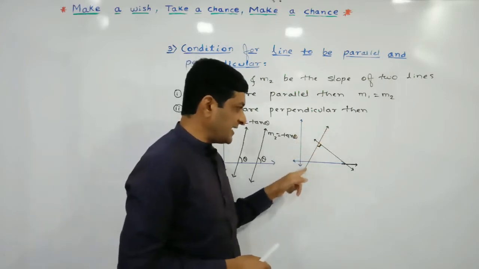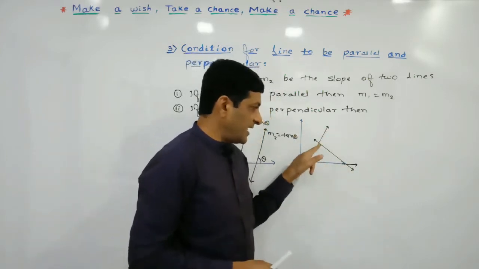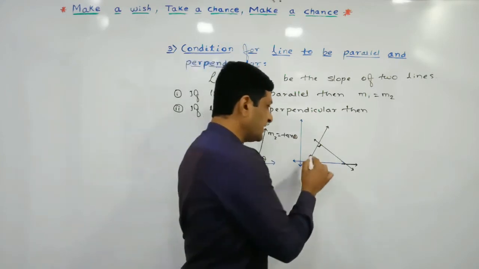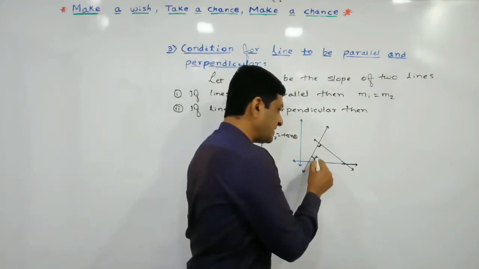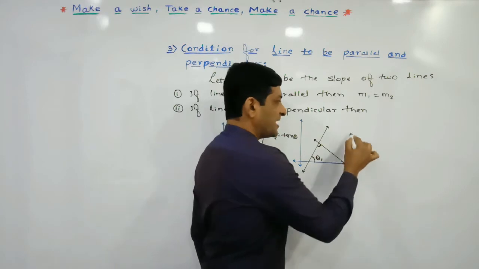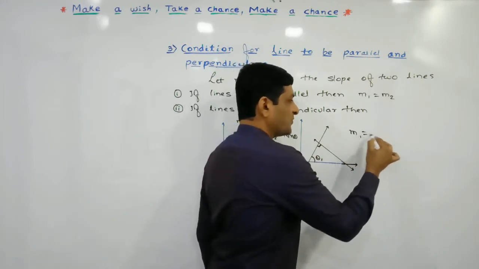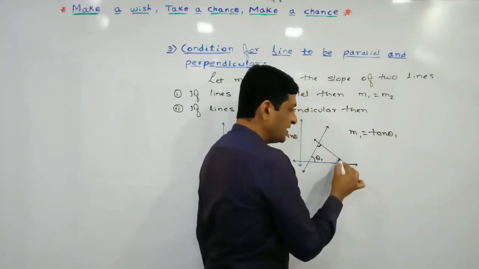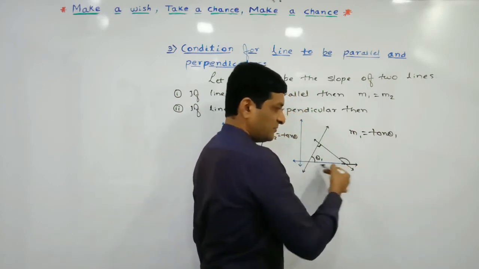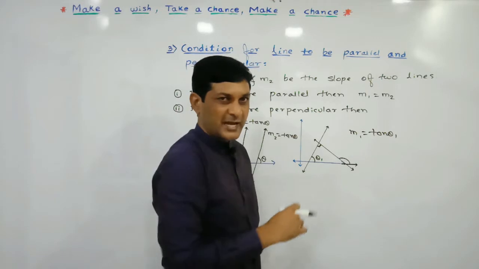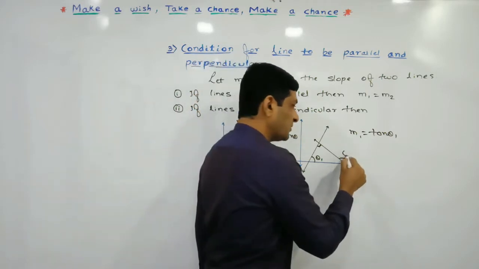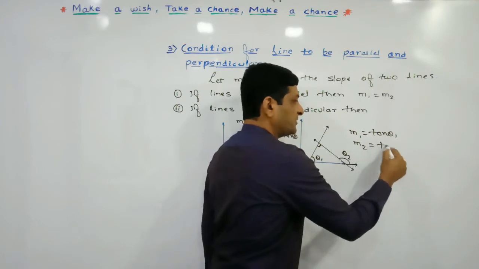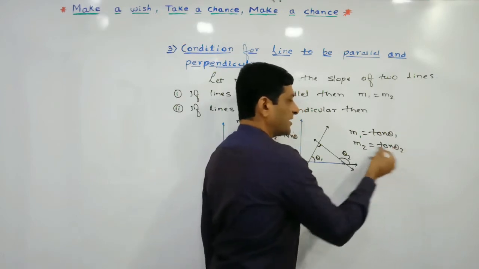Now here we have considered two lines. Let this be the first line and this the second line, and these two lines are perpendicular to each other. Denote the inclination of the first line by theta 1. So we can say that the slope of the first line, m1, is equal to tan theta 1. And I am denoting the inclination of the second line. Inclination means the angle made by the line with the positive direction of the x-axis. Here we denote this inclination by theta 2. So we can say that the slope of this line is equal to tan theta 2.